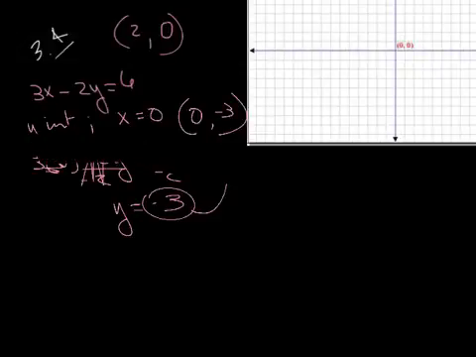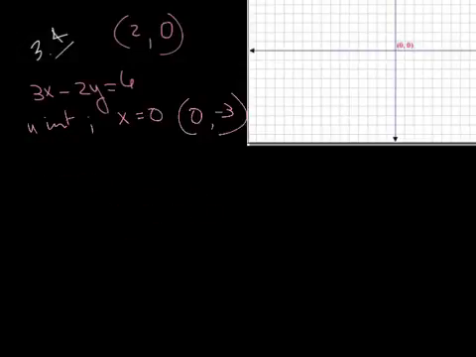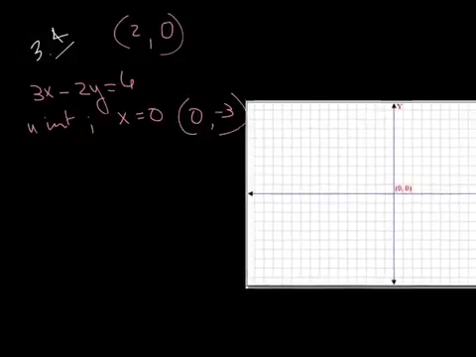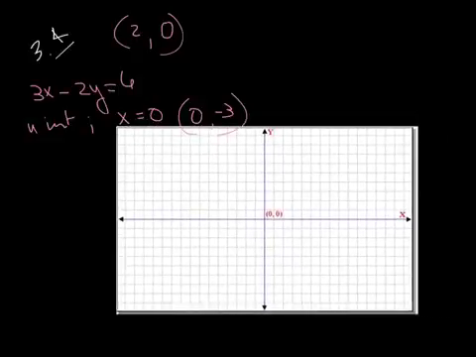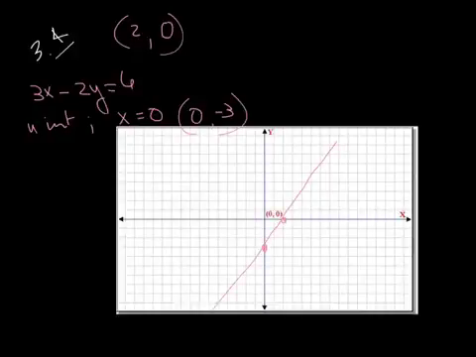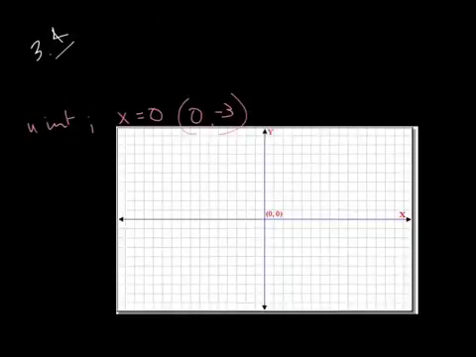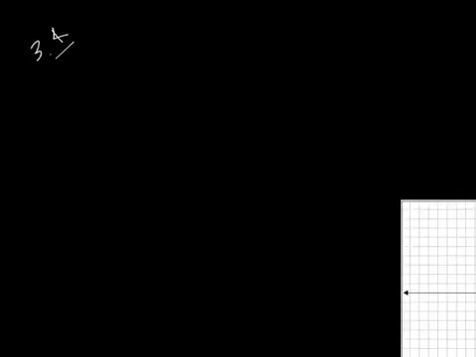Alright, now, given those 2 points, all we have to do is graph those. So let's bring our graph down here, and let's graph point 2, 0, where it crosses the x, and 0, negative 3, where it crosses the y. So what do we have here? We have a line that goes just like that. Okay, so that's doing an x-intercept and a y-intercept. So let's practice that a little bit more by looking at example number 2.